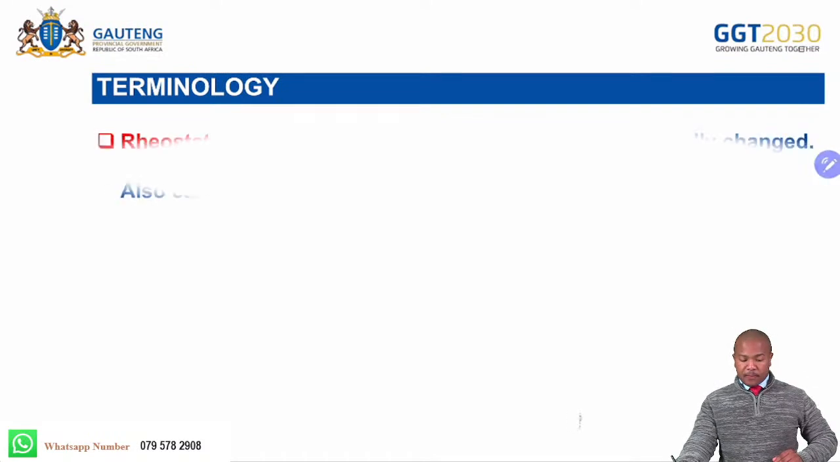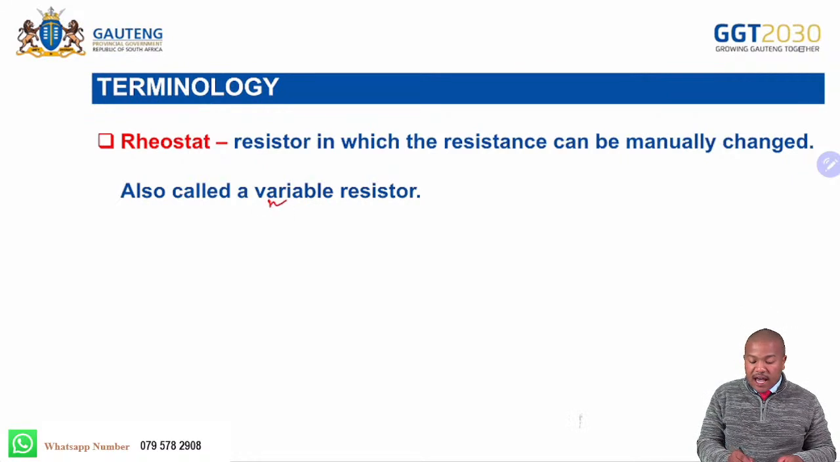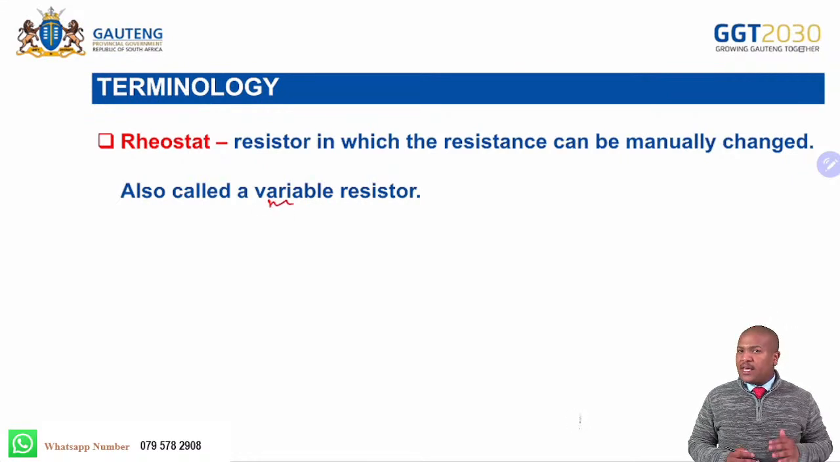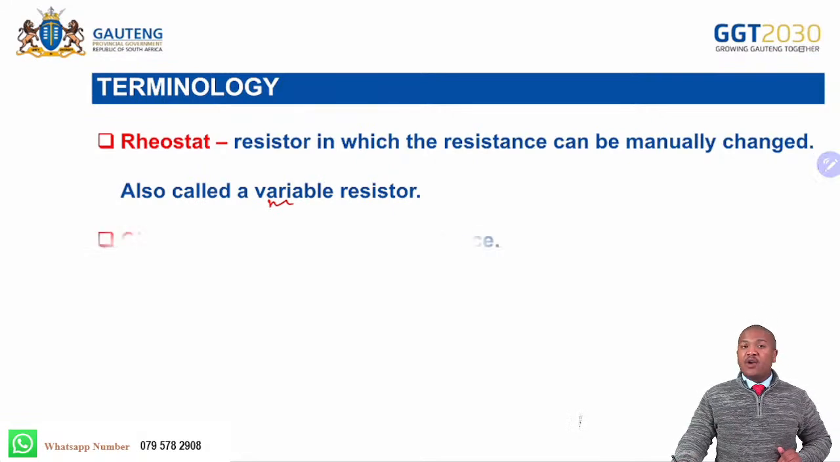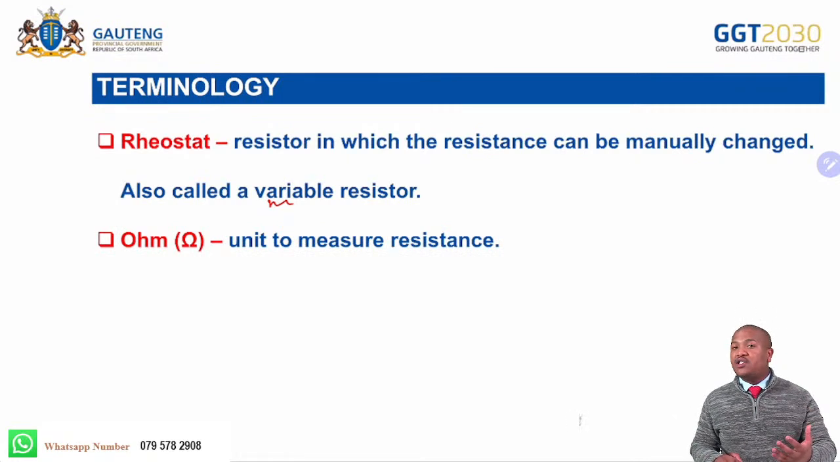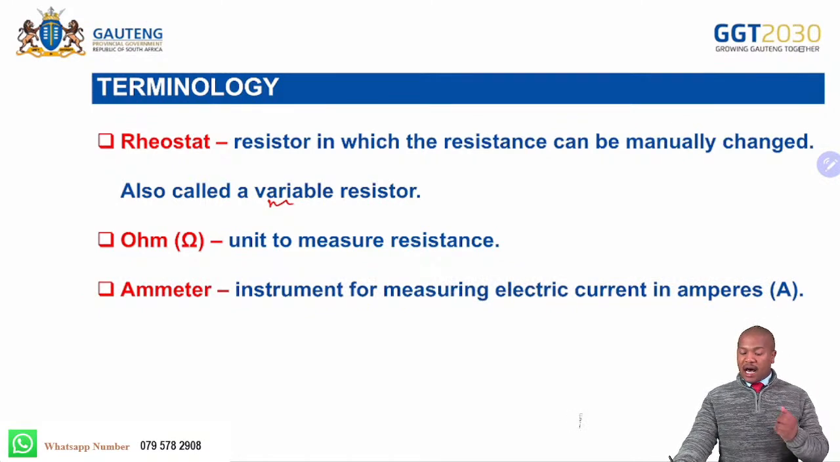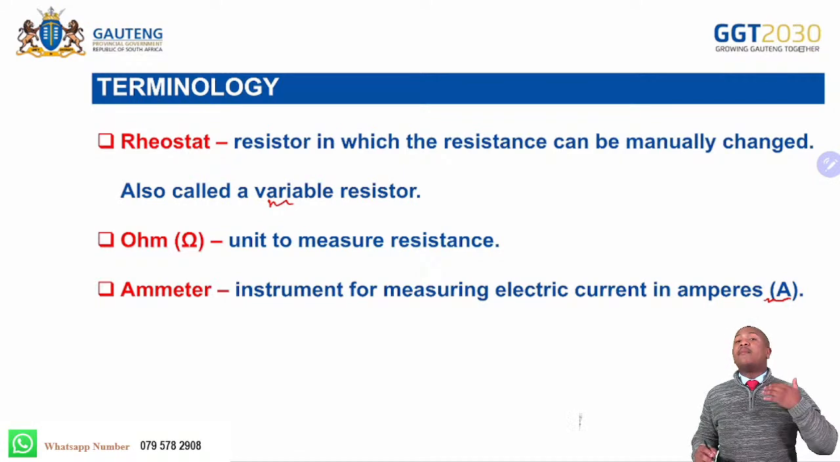We also have rheostat. And we said that a rheostat is a resistor in which the resistance can be manually changed, and a rheostat is also called a variable resistor. It is changeable, right? And also ohm. What is ohm? Ohm is the unit of measurement for resistance. We also have ammeter, and an ammeter is an instrument that is used for measuring electric current, and it is measured in amperes, right? It is the symbol A.